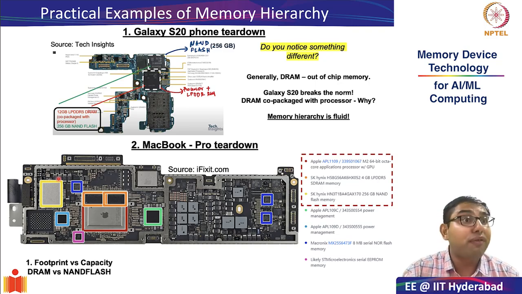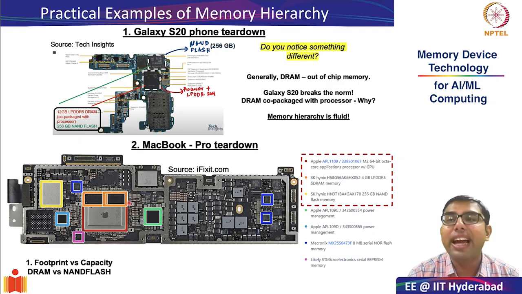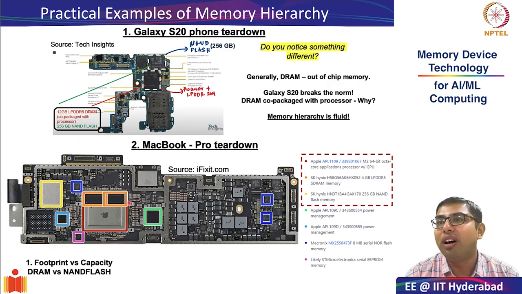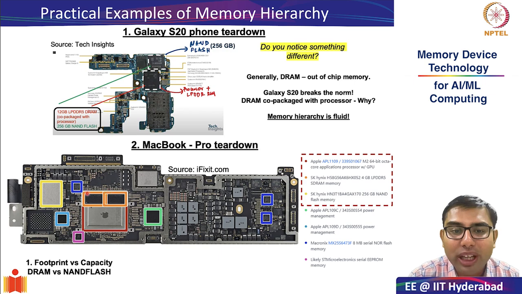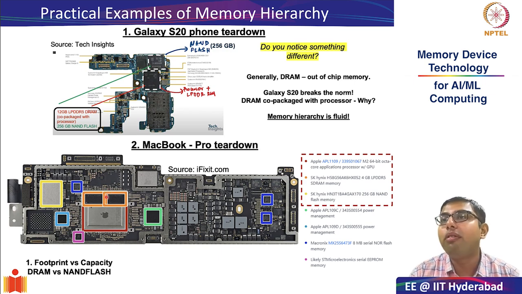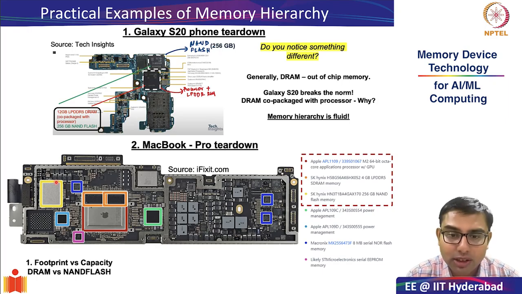That of NAND flash is 8 times that of DRAM. And this is also roughly indicative in the motherboard. Of course, we are ignoring the area occupied by peripherals and we will come to that very soon. But roughly, as you can see, 8 GB of DRAM is consuming almost the same space, or maybe a little more, compared to 256 GB of NAND flash.